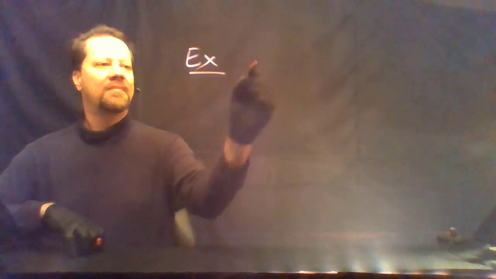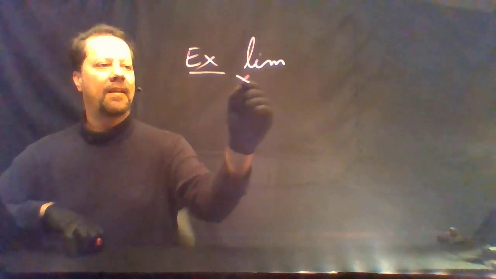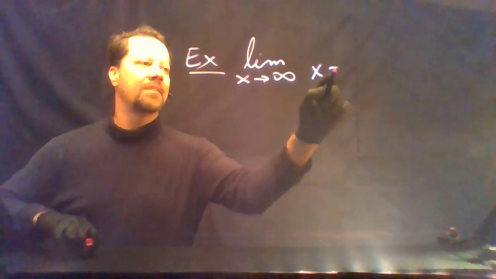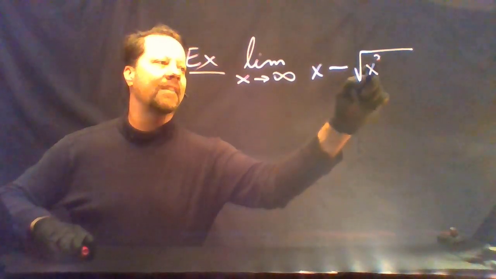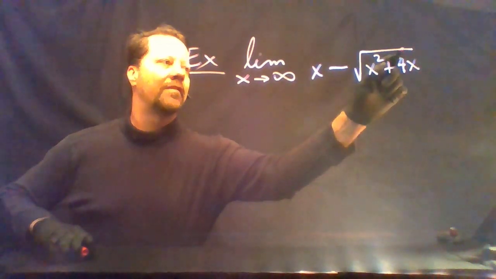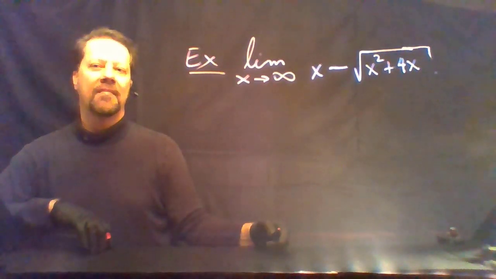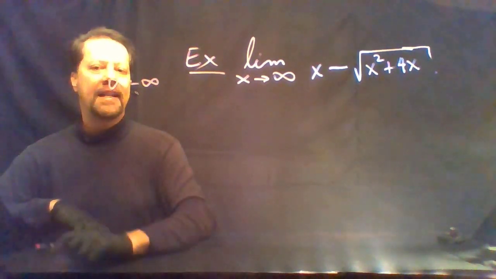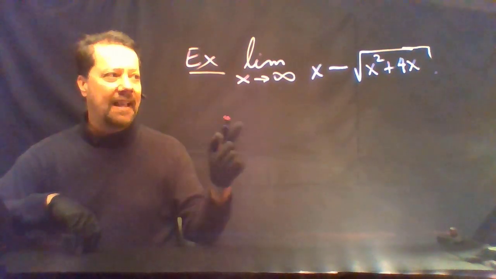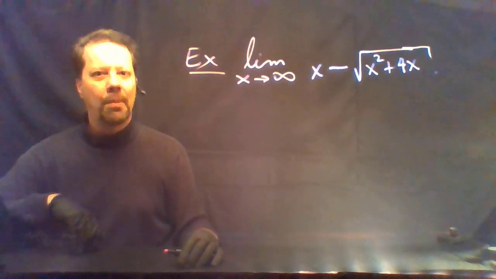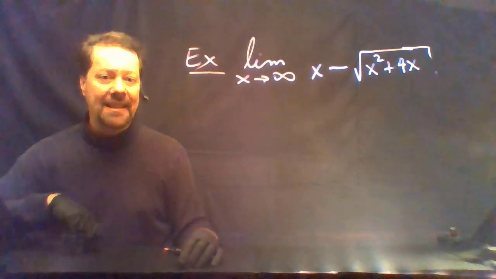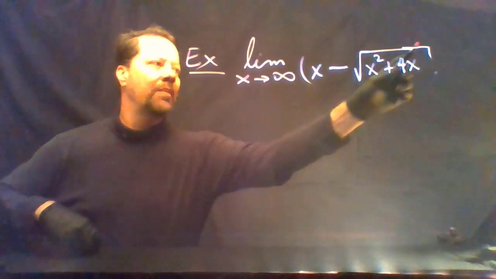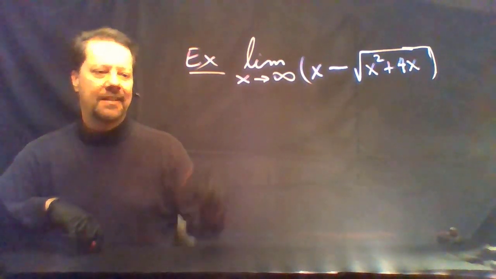Let's try another. Suppose we're taking the limit as x goes to infinity of x minus the square root of x squared plus 4x. This is not a L'Hopital's rule case because this is an infinity minus infinity case. The question is, can we convert such a thing into a L'Hopital's rule case? And the answer has to be yes, or else I wouldn't have brought it up. Yes. We'll multiply this top and bottom by its conjugate.